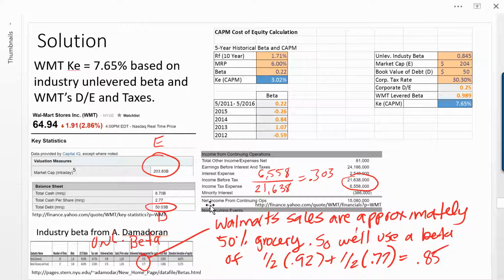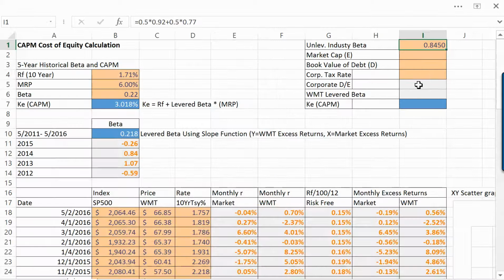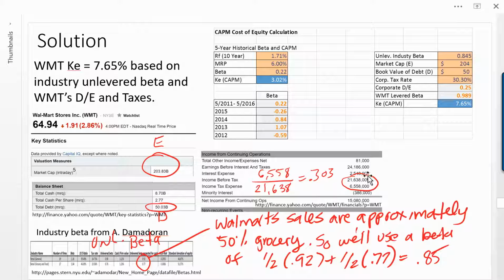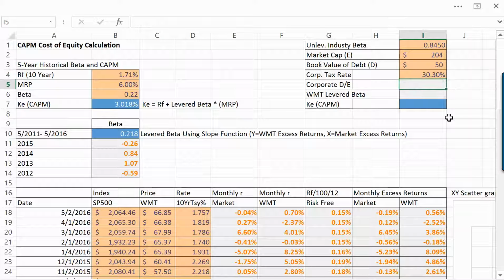Now I looked up Walmart's market cap, 204 billion, and total debt of 50 billion. So I'll put that in, 204 billion and 50 billion. Their corporate tax rate was 30.3%. And I got that by just dividing the income tax expense by the income before tax. And now I can calculate the D/E ratio. That would be D over E. And calculate Walmart's levered beta, which would be the unlevered beta times 1 plus the D/E after tax.